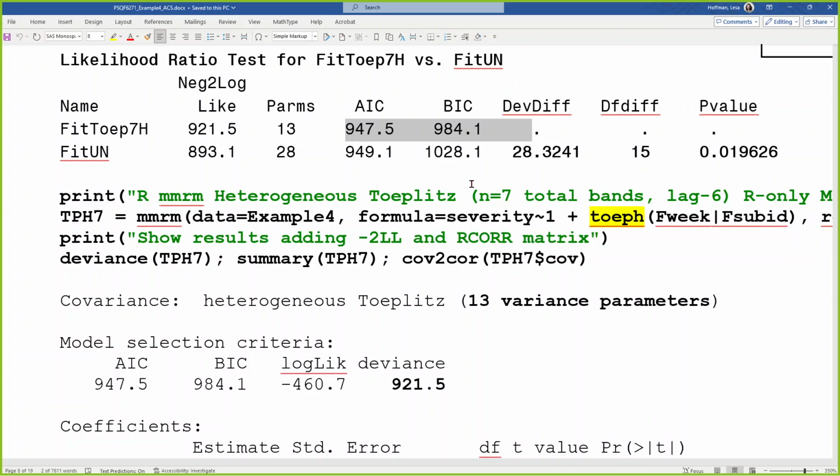But that's kind of where it's like pimp my model. We're going to take compound symmetry, we're going to trick it out, add an espresso machine, make it better.